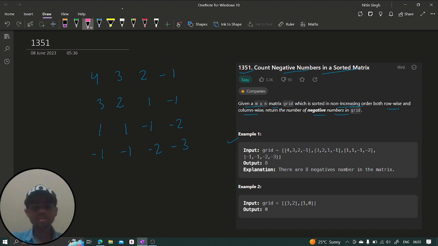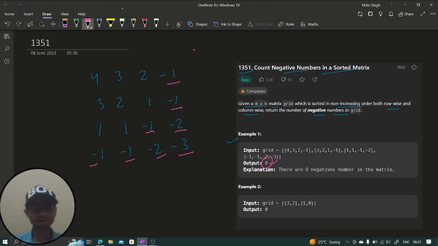So now what we have to do is return the total number of negative numbers in this grid. If you see, we have these negative numbers: 1, 2, 3, 4, 5, 6, 7, 8. So in total there are 8 negative numbers present in this matrix. So we are going to return 8. So here the output is 8, right? I hope you understood the problem statement.